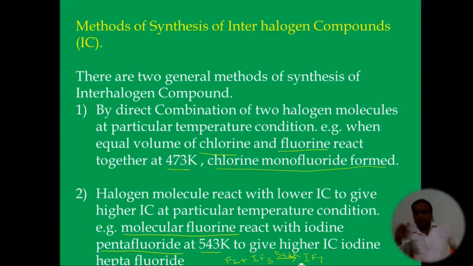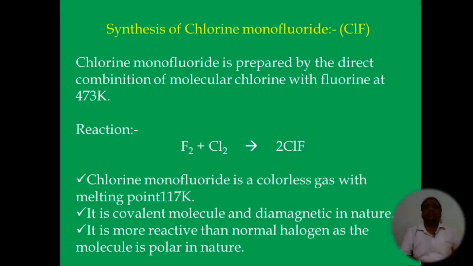So these are some methods. That means you can prepare by direct combination of molecular halogens, or by combination of an interhalogen compound with molecular fluorine or chlorine. Okay, so these are two methods of preparation of interhalogen compounds. Understood? Now let's see the synthesis of chlorine monofluoride.